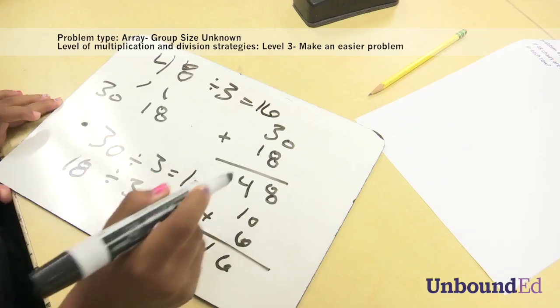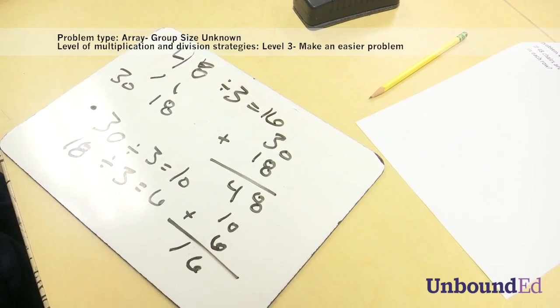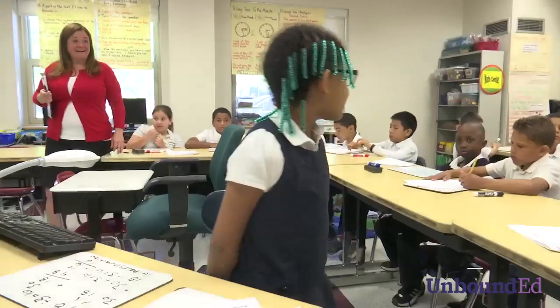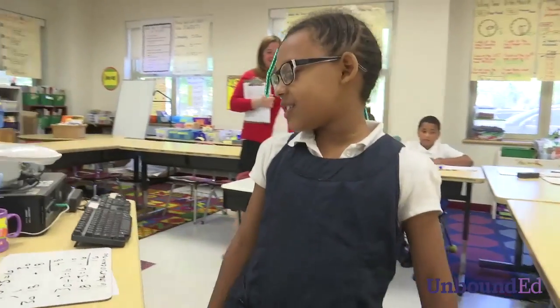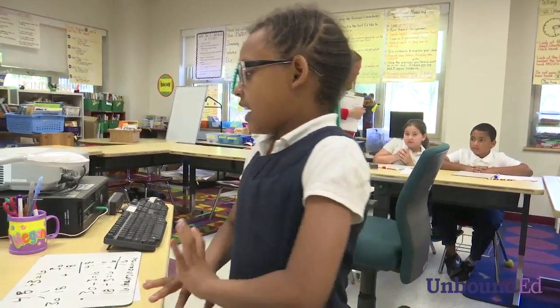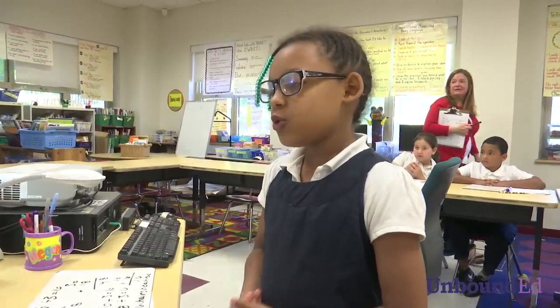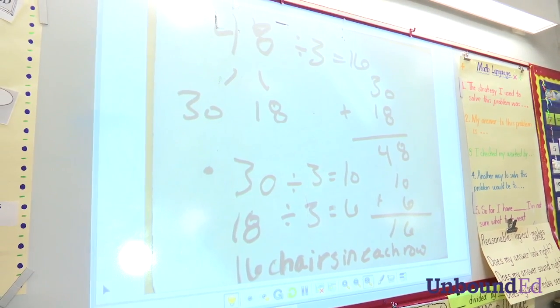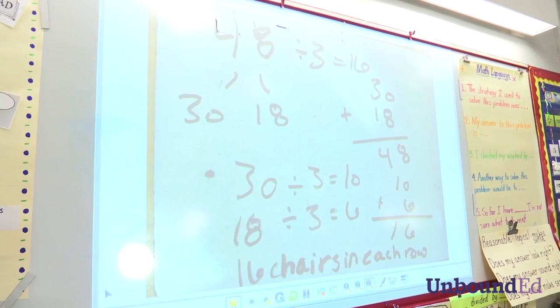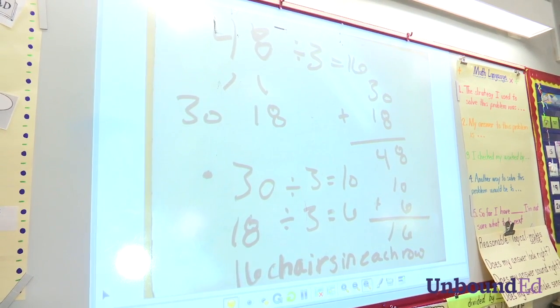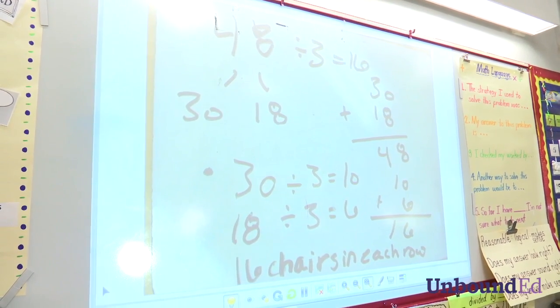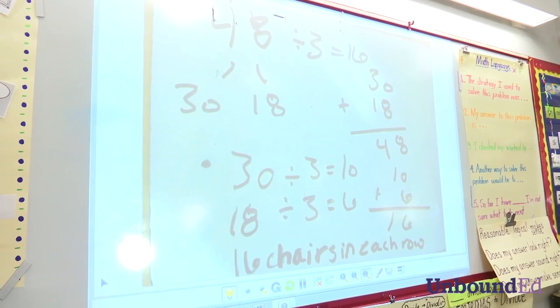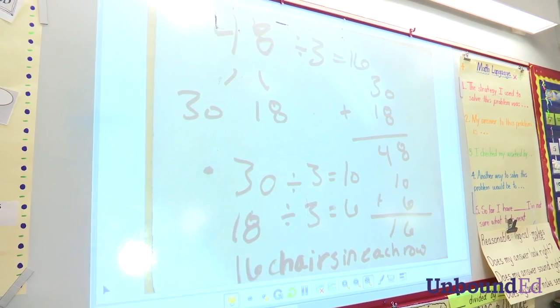Problem 16. So the first thing that I did was I took 48 and I decomposed it because 48 was too big of a number for me to divide by 3. So I decided to decompose 48 into 30 and 18. Just in case, I added 30 and 18 together just to make sure that it was still 48.